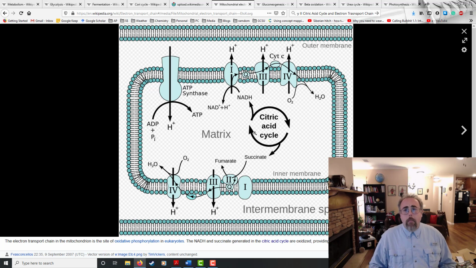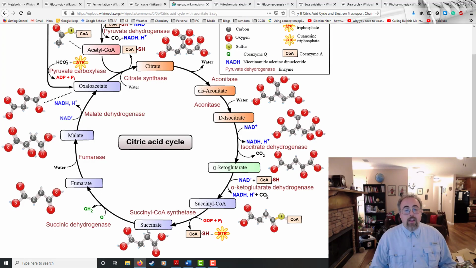Pyruvate and acetyl-CoA. So anyway, what we're going to do is we have a series of complexes. We call this complex 1. There's a 2, which is hanging out over here. This complex 2, by the way, the succinate going to fumarate, that is actually this guy right here. So that's this step in the pathway.